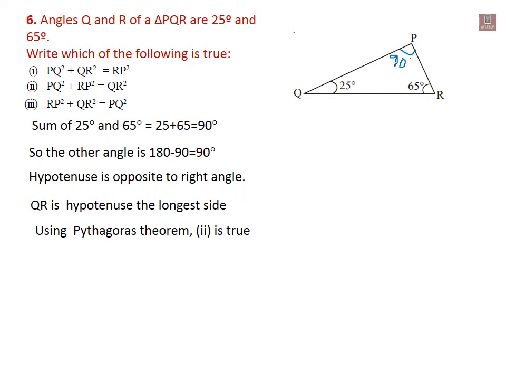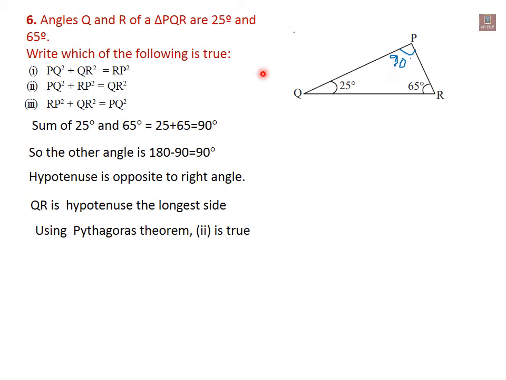Let us see the next one. Angles Q and R of a PQR triangle are 25 degrees and 65 degrees. So he gave you two angles. Write which of the following is true. PQ square plus QR square is RP square. PQ square plus RP square is equal to QR square. RP square plus QR square is equal to PQ square.